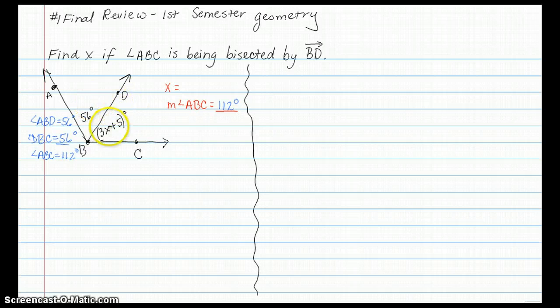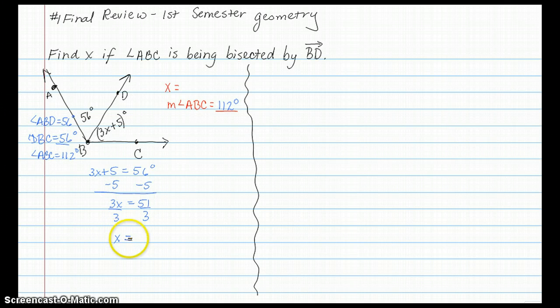So we know that angle DBC, 3x plus 5, equals angle ABD, 56 degrees. They are congruent because a bisector cuts something into two congruent parts. Using algebra, we subtract 5 from both sides. Using the subtraction property of equality, we end up with 3x equaling 51. Divide both sides by 3. Our goal again is to get x isolated.